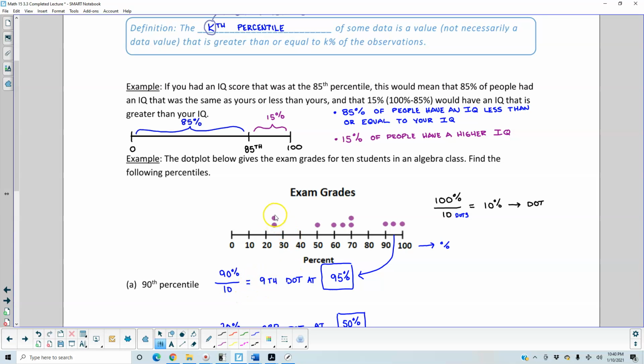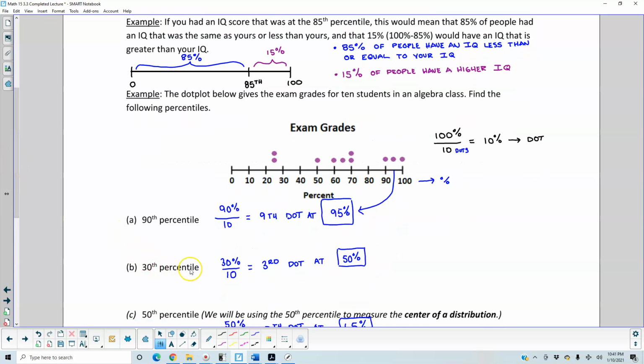So let's go ahead and count the 9th dot starting at over here. 1, 2, 3, 4, 5, 6, 7, 8, 9. So the 9th dot is located in between 90 and 100, which is 95%. So it's at 95%.